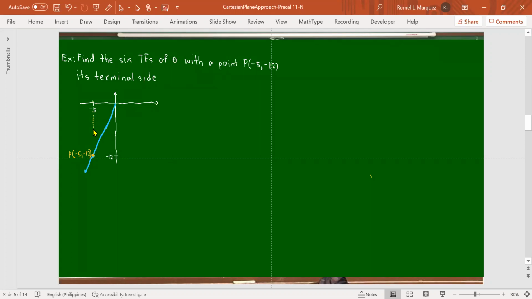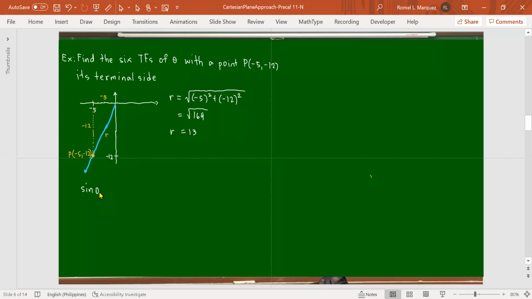So we can draw an arbitrary right triangle there. This is negative 5 and this is negative 12. They are directed, right? What is the r, children? To compute r, it is the square root of negative 5 quantity squared plus negative 12 quantity squared. What is that? Is it 13? The square root of 169 is equal to 13.